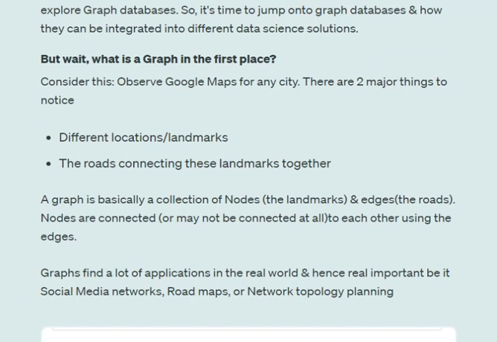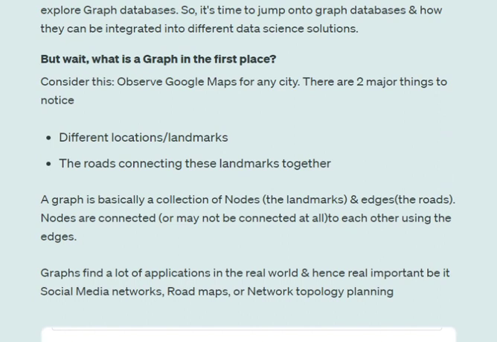Consider a situation: you must have used Google Maps. There are two things to notice. There are different locations and landmarks, and the roads connecting these landmarks. A graph is basically a collection of nodes, and in the case of Google Maps, the nodes are landmarks and the edges are the roads. Now nodes are connected to each other using edges, right?